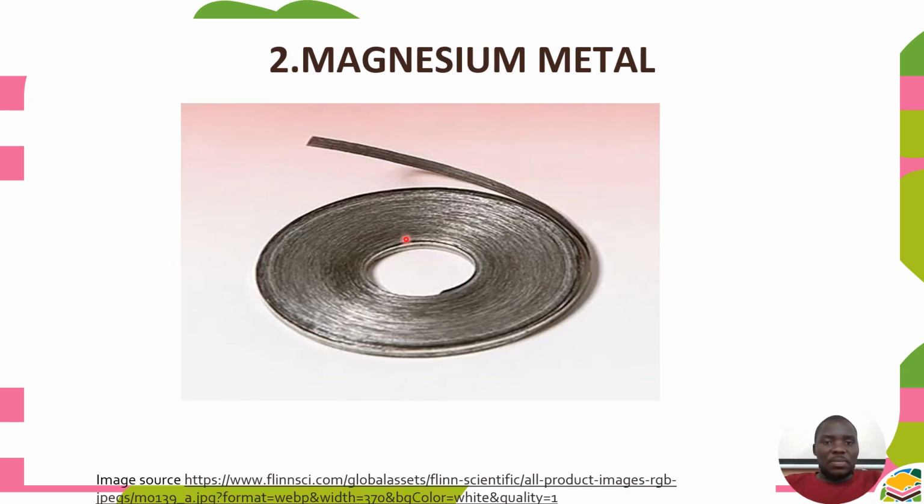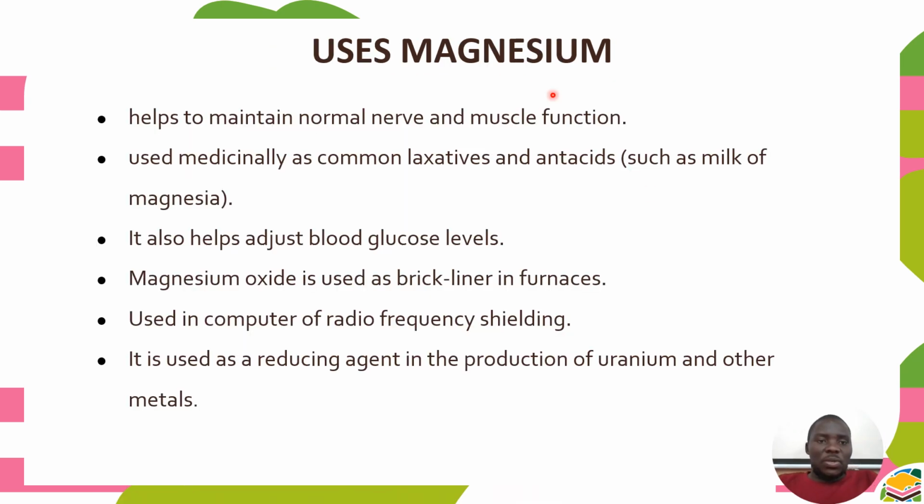Magnesium metal. So this is magnesium ribbon. It looks like this one. You can see it is silver and shiny. So the uses of magnesium: it helps to maintain normal nerve and muscle function. Used medicinally as a common laxative and antacid drug, such as milk of magnesia. Usually it is used when someone has stomach pains where there is more acid so that it can neutralize the acid. It also helps to adjust blood glucose levels.